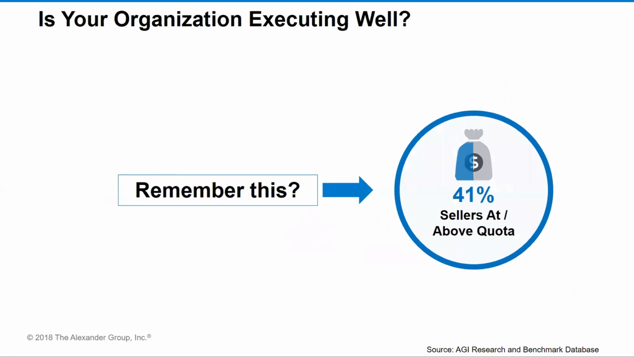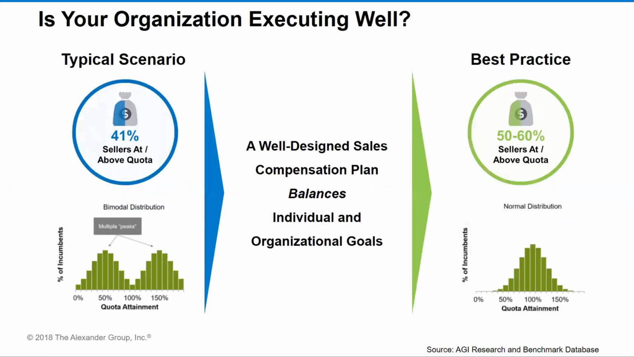So, as we noted in our introductory video to this series, on average, only 41% of sellers are at or above quota. This represents substantial misalignment between sales goals and outcomes. To go one click down into the details, a typical scenario of poor execution is a bimodal distribution of quota attainment against goal, where there are 2 distinct groups of sellers, high and low performers. Often, this problem can be corrected by changing the sales compensation plan to balance individual and organizational goals, making sure it reflects the company philosophy and the market opportunity. With this adjustment, quota attainment rates can be balanced.